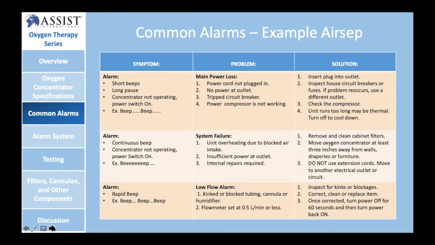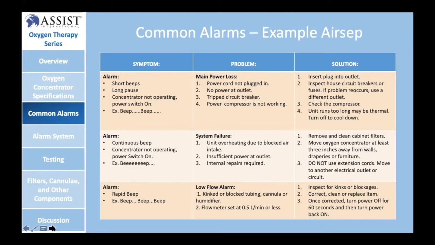The last kind of audible alarm that you'll hear quite often in the use of oxygen concentrators is a rapid beep. So this is, as opposed to the first alarm, which has a beep and then a long pause, this one will just go beep, beep, beep, beep, beep. It'll just stay on for a while and you'll hear the rapid beeps. Now this can be due to two primary reasons.